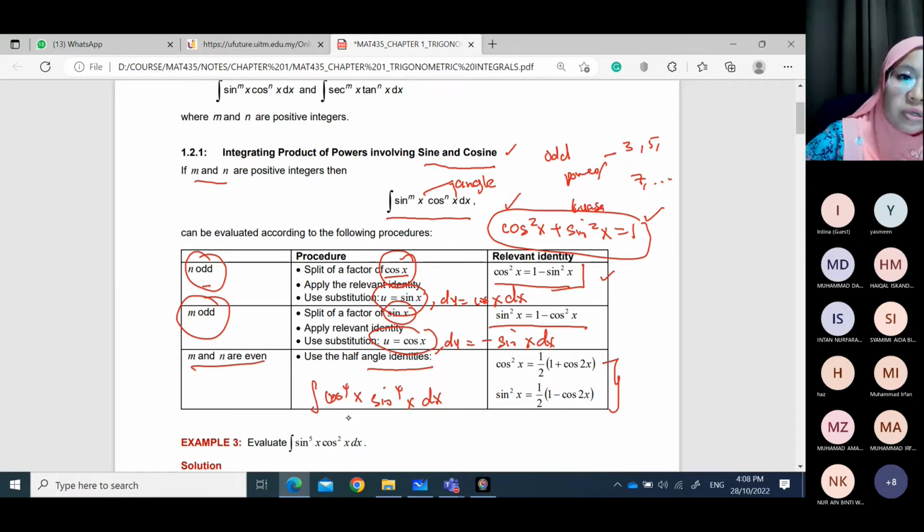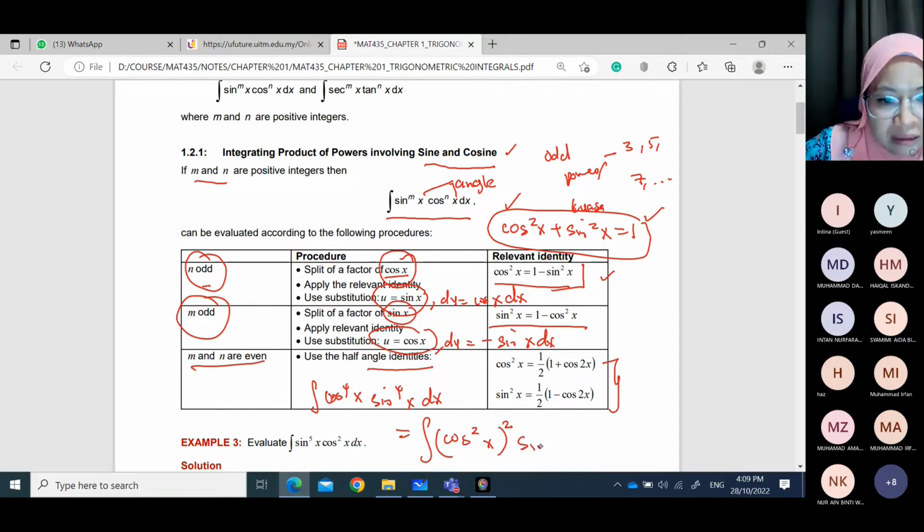Dia kuasa 4, dia bukan kuasa 2. Tapi jangan risau, you jadikan dia kuasa 2. So macam mana you jadikan kuasa 2, you faktorkan yang ini. So how to factorize for cosine to the power 4x? Dia sama juga dengan cosine kuasa 2x. You kuasakan 2. So bila 2 kuasa 2, you akan dapat kuasa 4 lah.